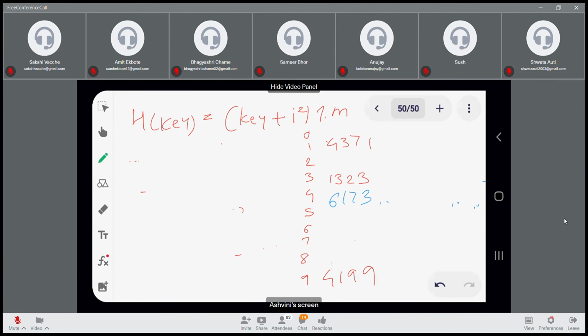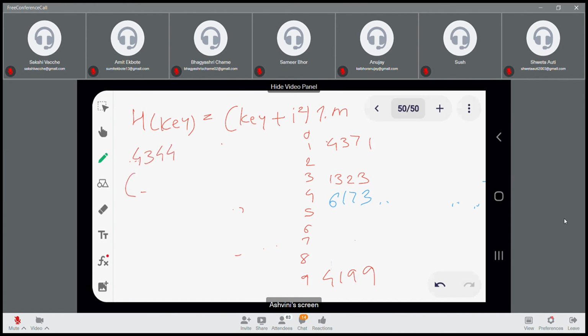So after 4199, next number is 4344. For 4344, you will get the index as 4. But we have already placed 6173 there. So check the quadratic probing. So apply the hash function for the quadratic probing for number 4344.